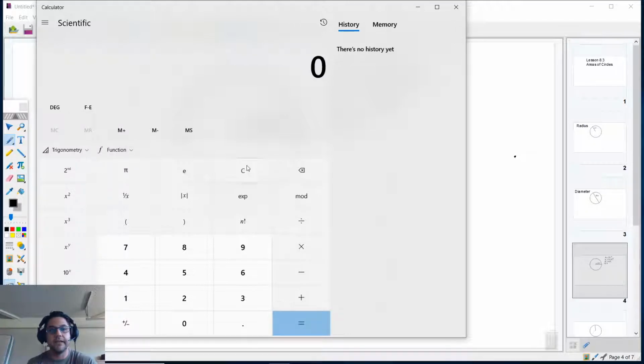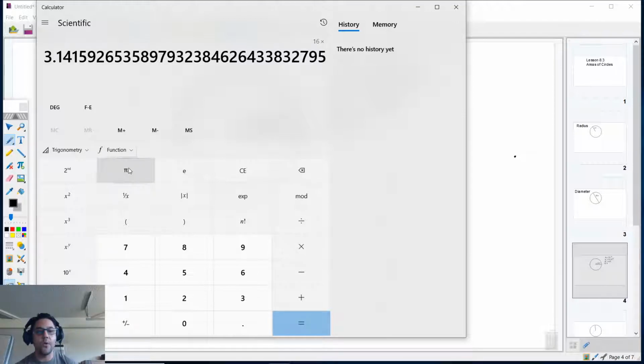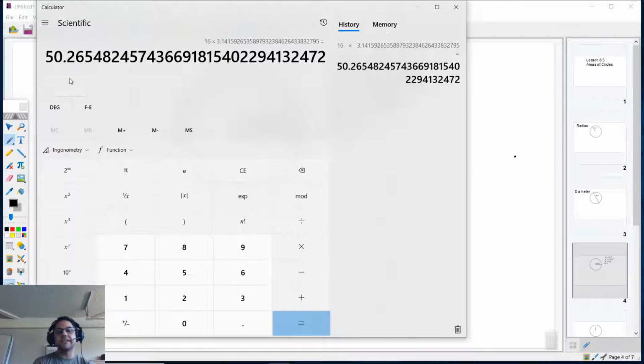There we go, clear entry. Okay, so our answer again was 16 pi, so I'm going to type that in as 16 multiplied by, and we're going to go ahead and press the pi symbol, and it'll do the multiplication for us once we press that equal sign.